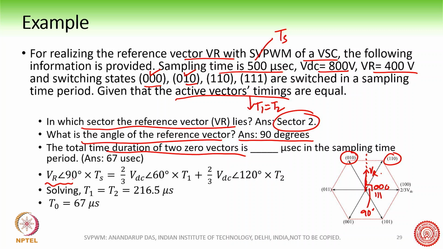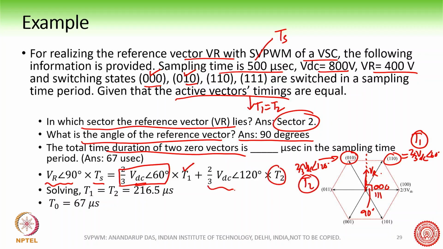So VR at an angle of 90 degrees into TS equals 2/3 VDC at an angle of 60 degrees, this vector, used for the T1 duration, plus 2/3 VDC at an angle of 120 degrees, this vector, used for the T2 duration.